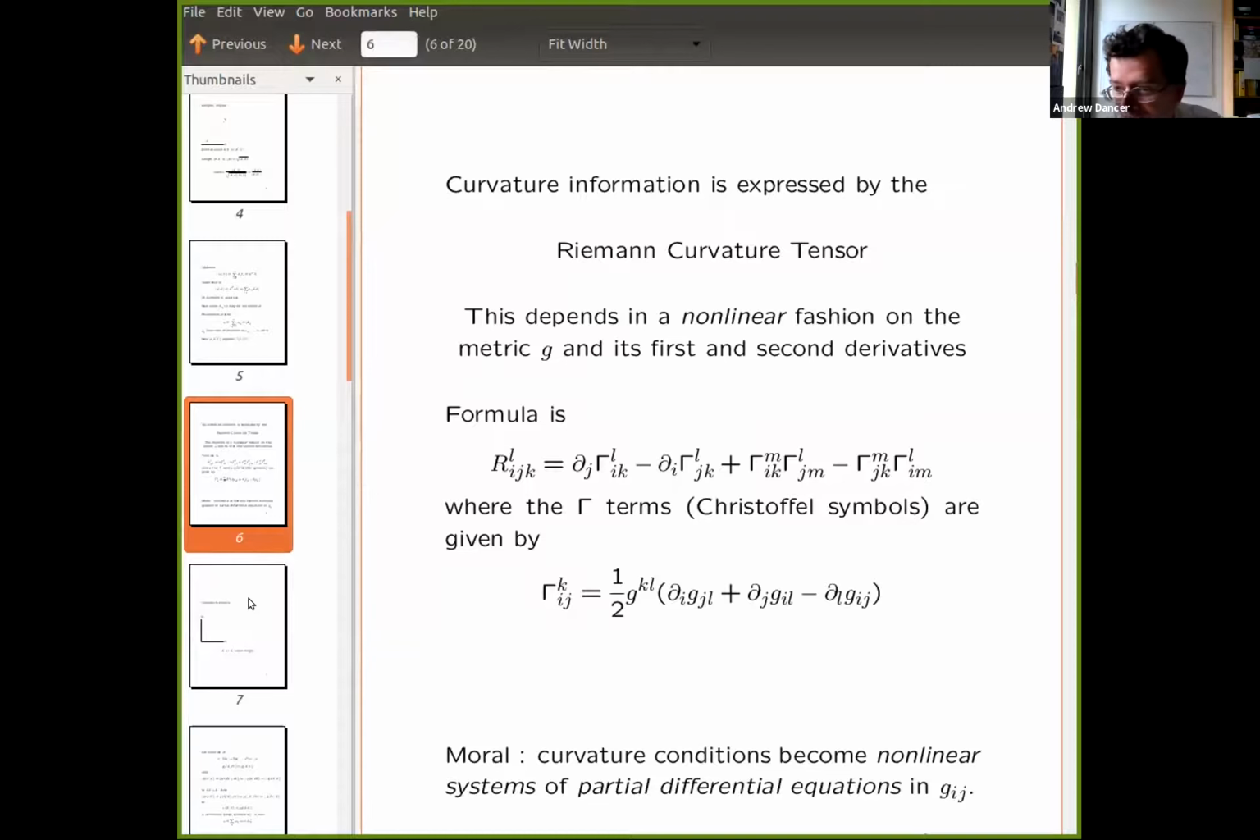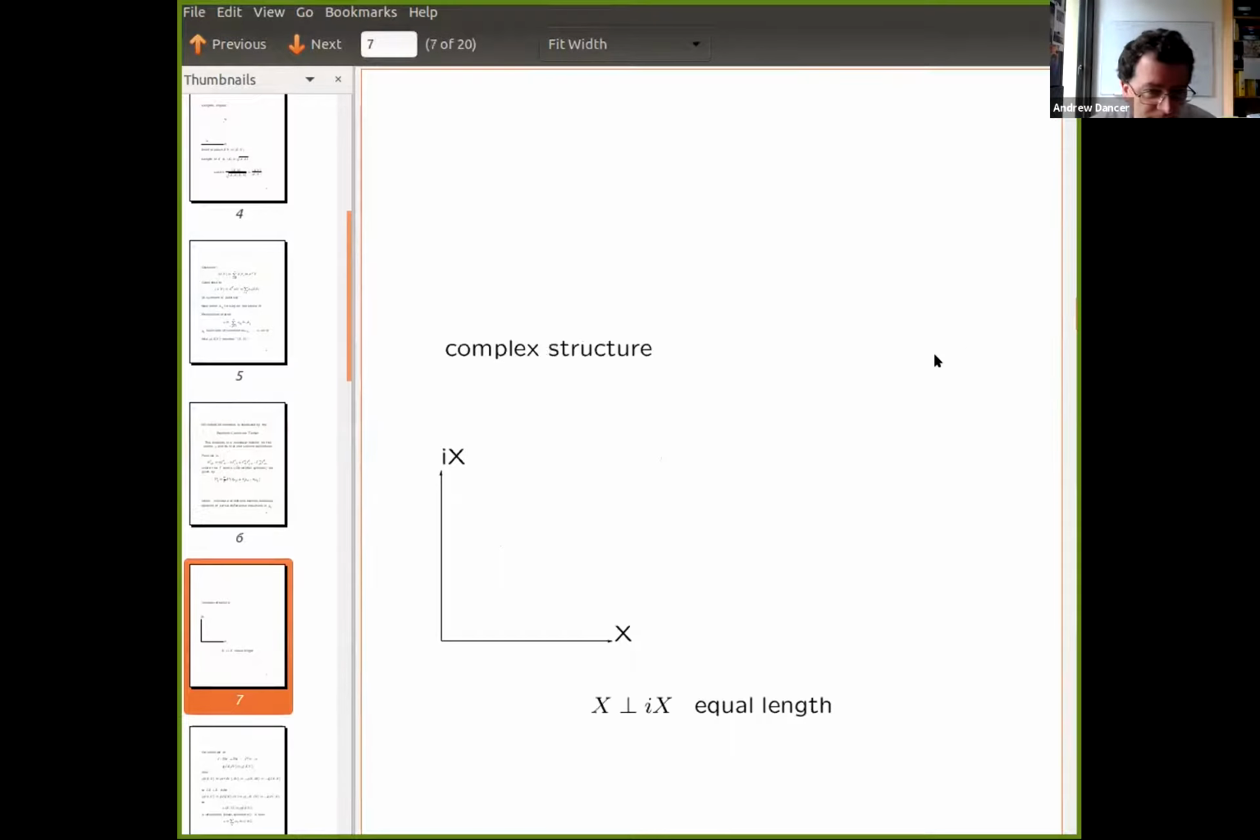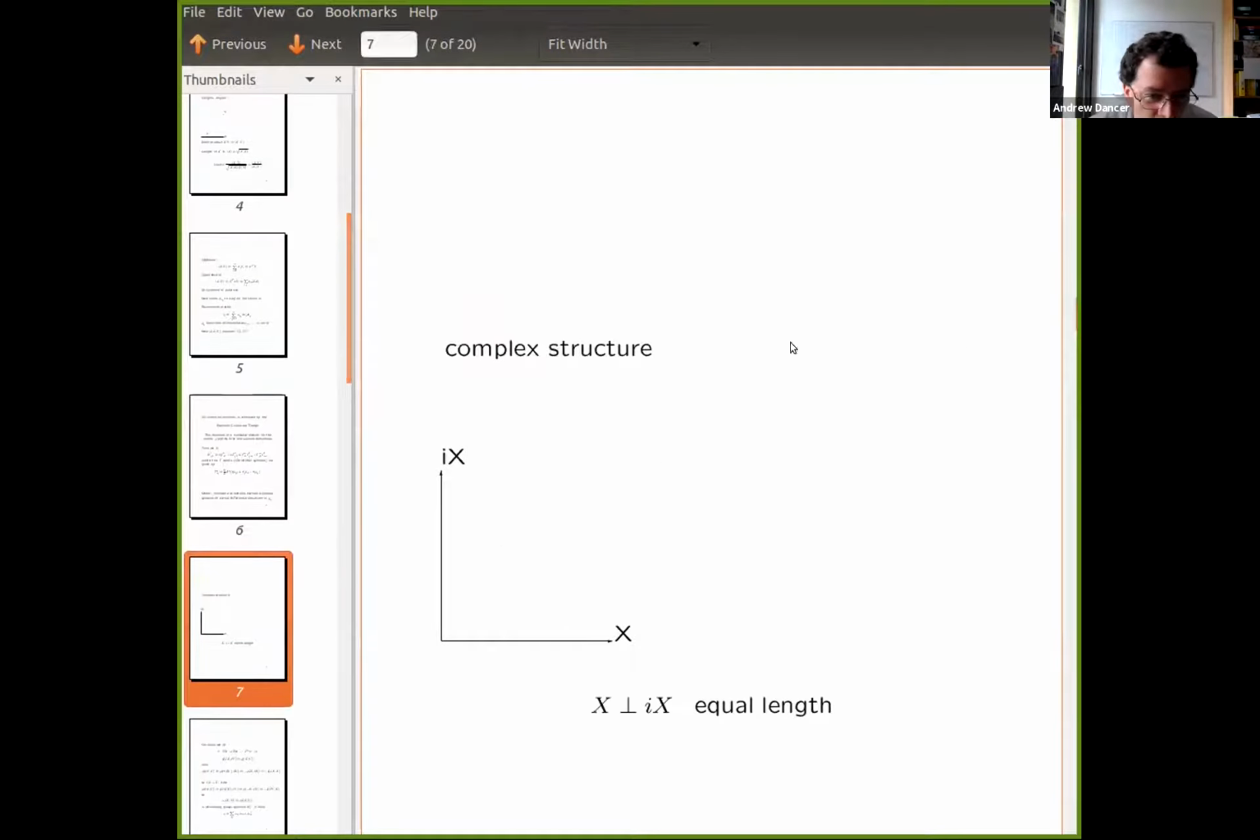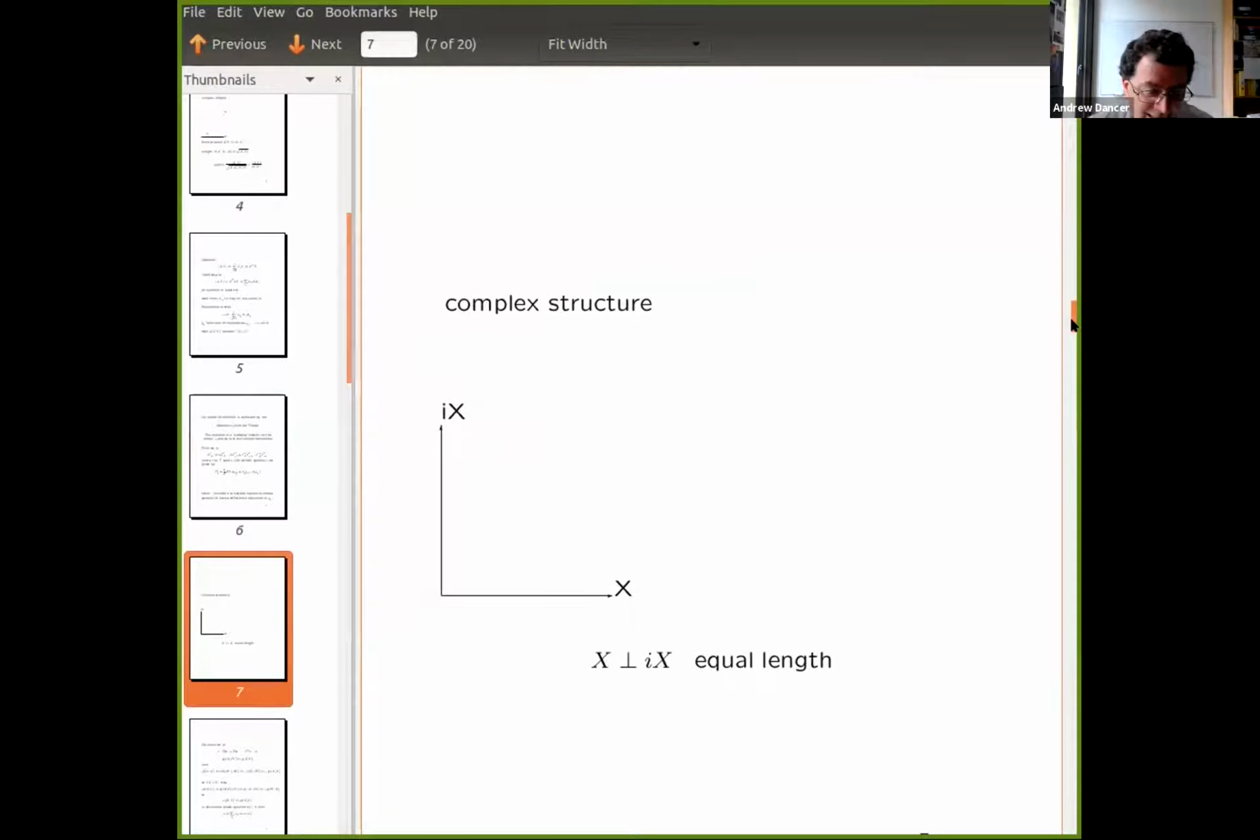Well, that's one bit of data. That's the metric. This tells us about lengths, angles, curvature, etc. If we're getting into Kahler geometry, then there's another bit of data we need, complementary to that, which is the idea of a complex structure.